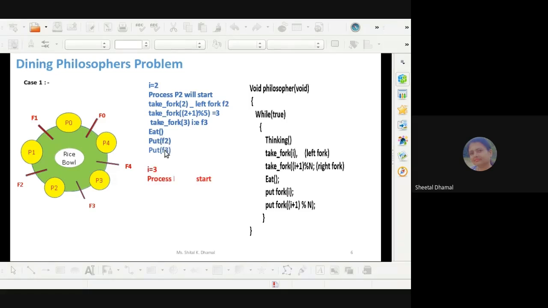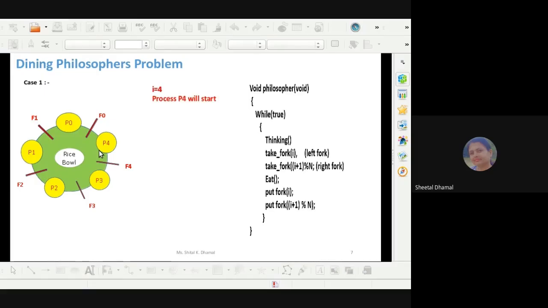The same procedure continues for the philosopher P3. Philosopher P3 will pick up the forks F3 and F4 by executing this take fork function, and once he finishes eating, he will put them down. Now the next philosopher is philosopher P4. If he is hungry, then he will execute this code.